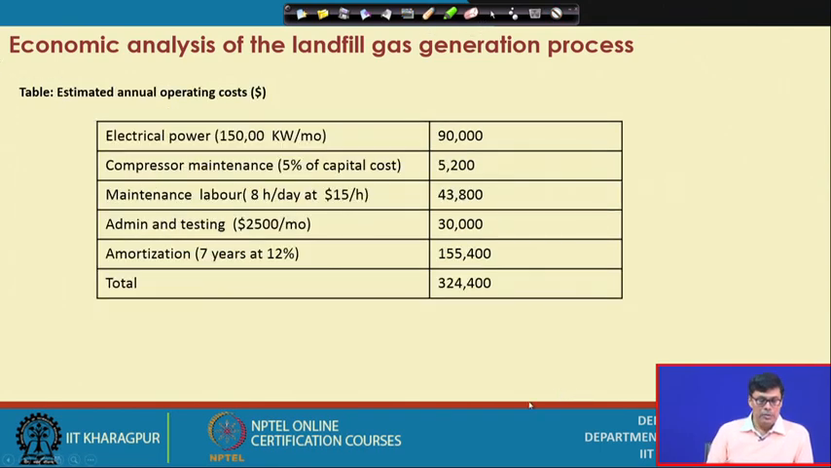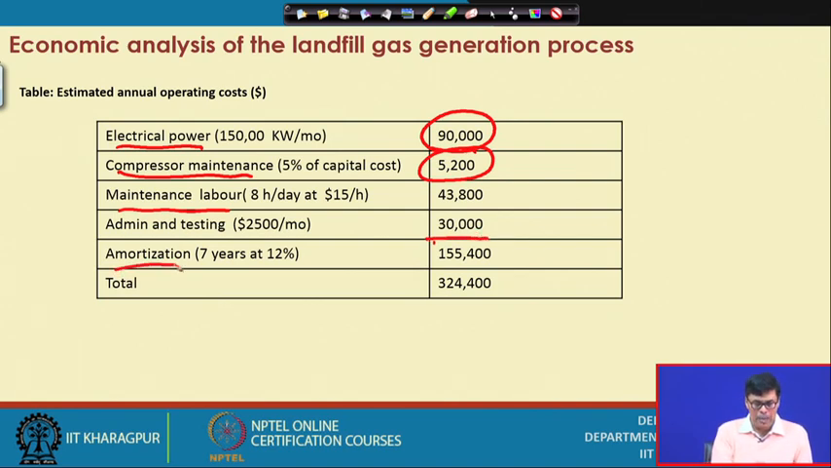And then the estimated annual operating cost. What they have found is the electric power consumption, on the basis of which they have found out this is $90,000 US dollar. Compressor maintenance is $5,200 US dollar, 5% of the total cost. Maintenance labor is 8 hours per day at a rate of $15 per hour. It is coming about $43,800. Then administration and testing, on the basis of $2,500 per month, is coming about $30,000.